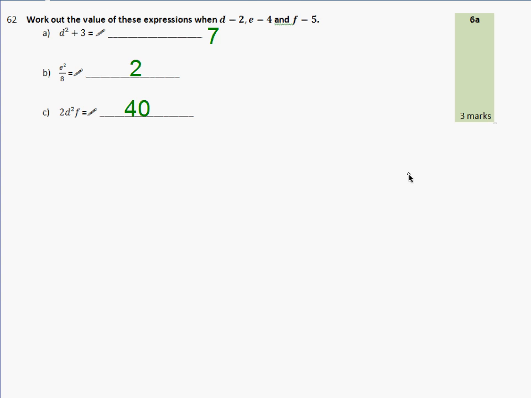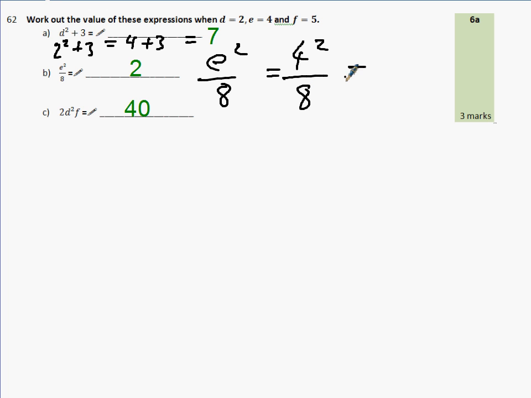Question 62. Work out the value of these expressions when d equals 2, e equals 4 and f equals 5. So if d is 2, you need to do 2 squared plus 3. 2 squared is 4, and then add 3, which is 7. E squared over 8. That stands for e times by itself divided by 8, which is 4 squared divided by 8. 4 squared is 16, then you need to divide it by 8, which is 2.